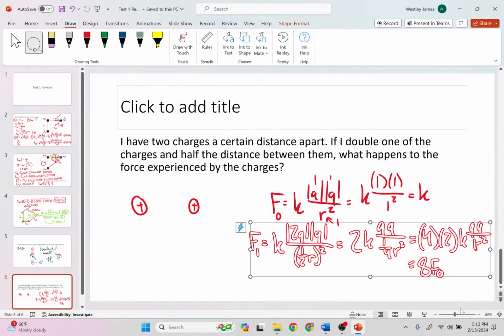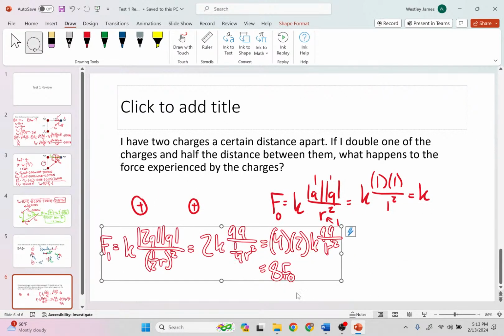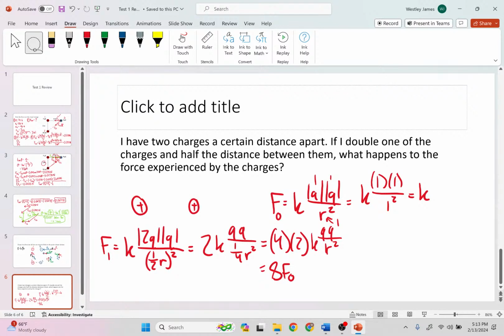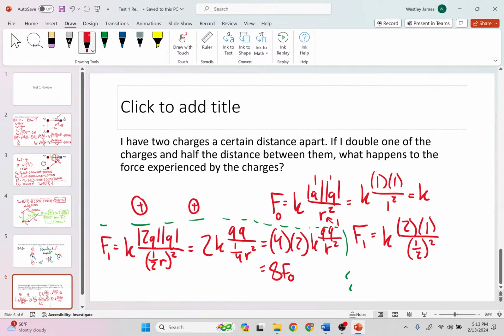So again, let me skip this on over to the other side. So this is one way of solving it. Let's go ahead and separate it so we don't get confused. So the second way is just make up numbers. In my second equation, I need to do what it says. I said I'm going to double it. What's 2 times 1? 2. That one stays the same. And on the bottom, what's half of 1? It's a half. If you do the math, you get 8 times k.